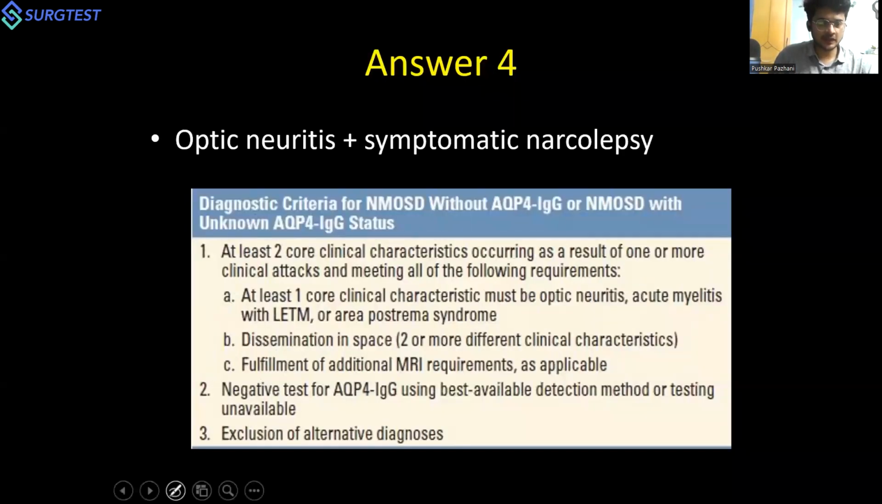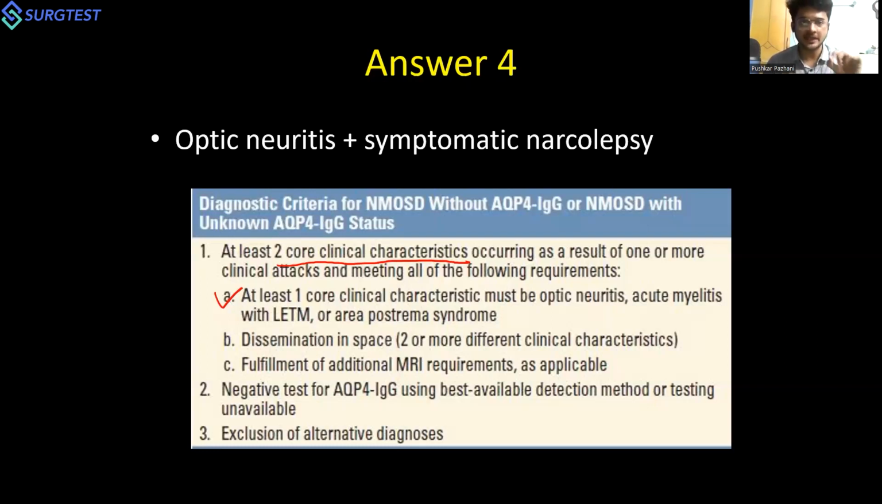This is the diagnostic criteria for a patient with NMOSD who is Aquaporin 4 negative or has an unknown Aquaporin 4 IgG status. The most important thing is the patient should have 2 core clinical characteristics that occur as a result of 1 or more clinical attacks. I think all of you remember the core clinical characteristics: optic neuritis, transverse myelitis, area postrema syndrome, symptomatic narcolepsy, a symptomatic cerebral syndrome, and an acute brainstem syndrome. These are the 6 core clinical characteristics.